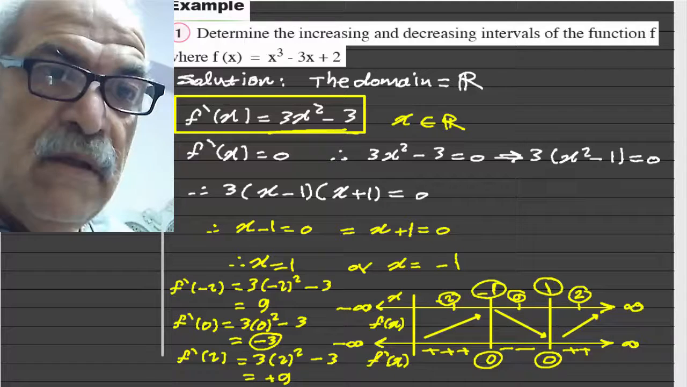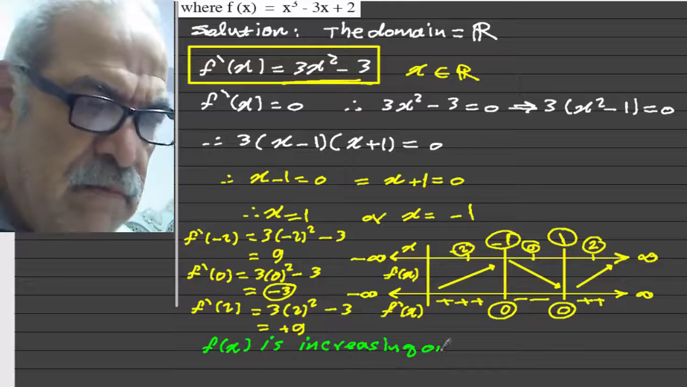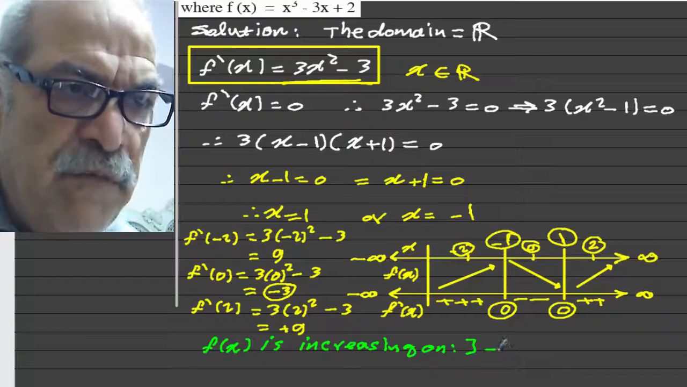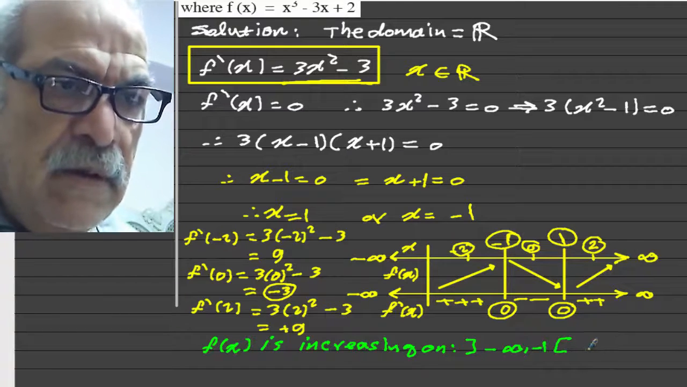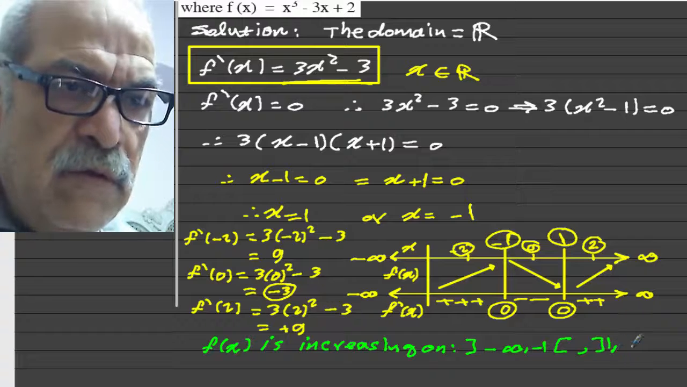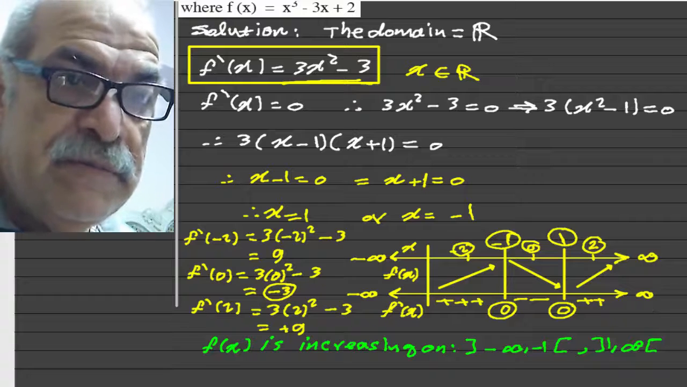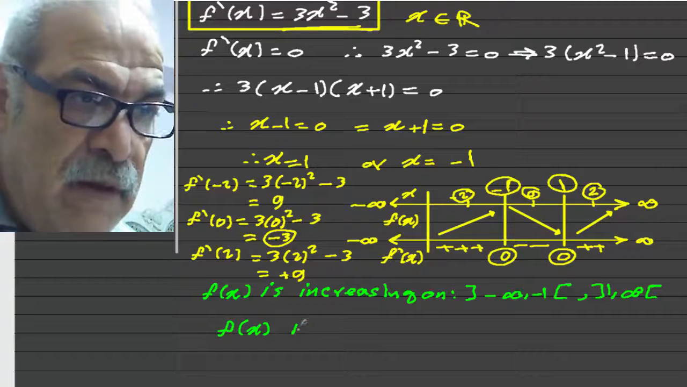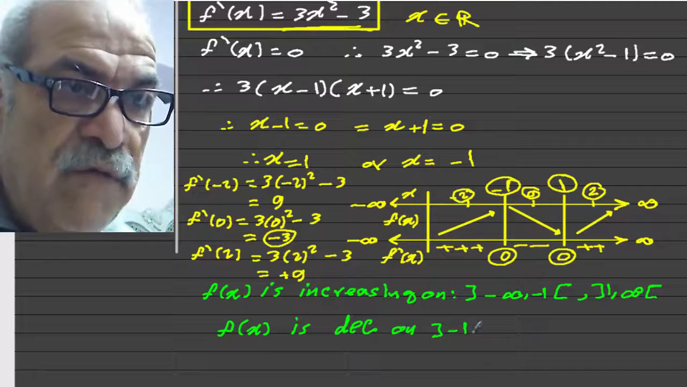And we can write all of this. F of x is increasing on the 2 intervals from -infinity to -1, and from 1 to +infinity. And the function f of x is decreasing on the interval from -1 to 1.